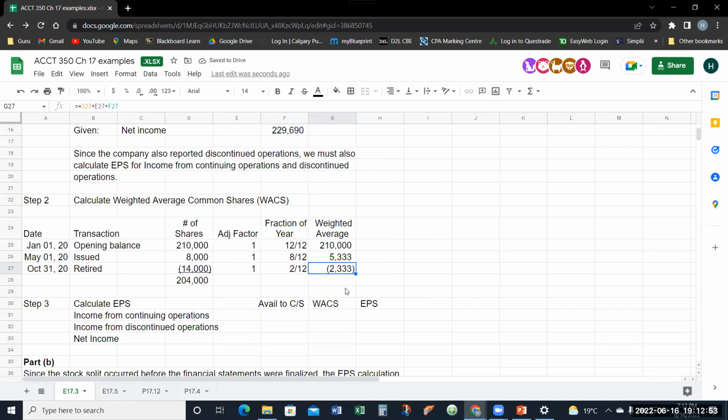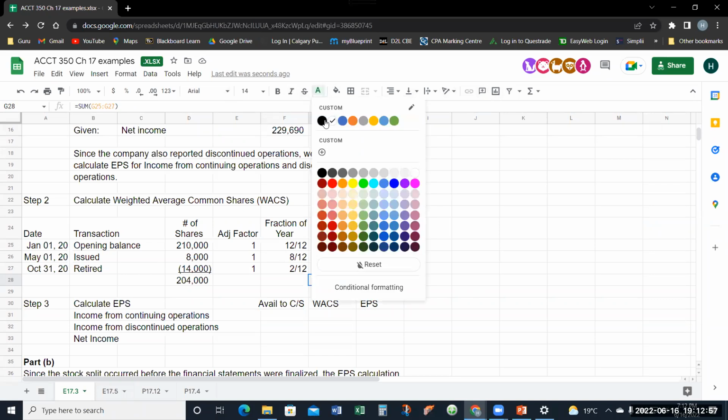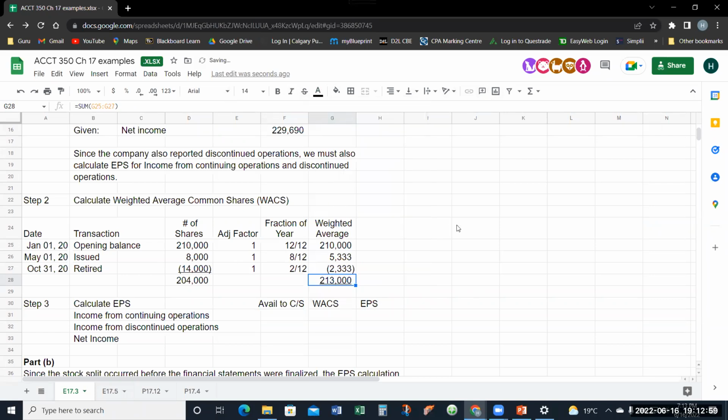Add this column up and you get the weighted average number of common shares outstanding throughout the year, which is 213,000. So the actual number of shares outstanding at the beginning of the year was 210,000. The actual number of shares outstanding at the end of the year is 204,000. But the weighted average of all these shenanigans that occurred is 213,000. All right.